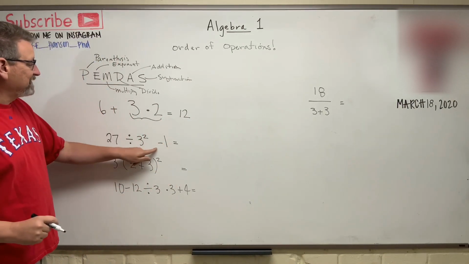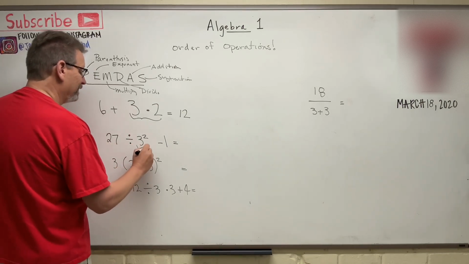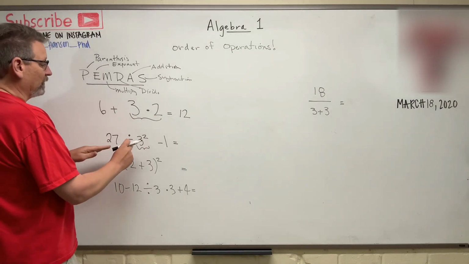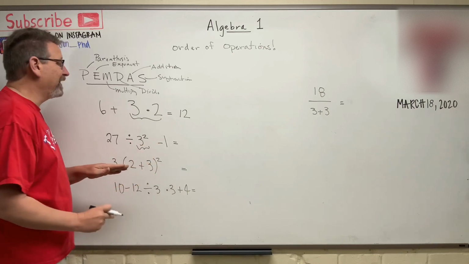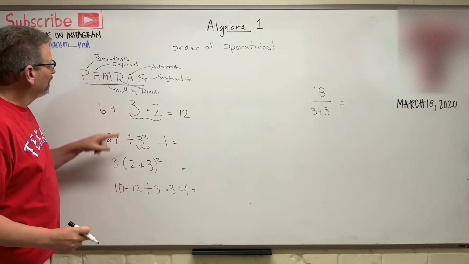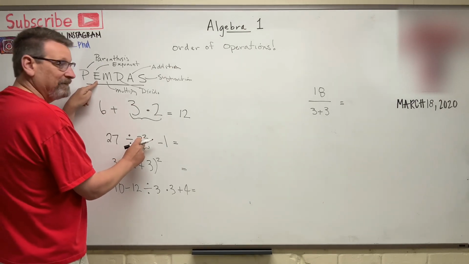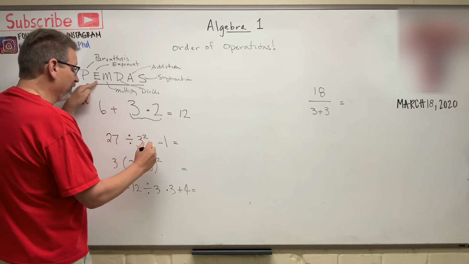So what about this guy? What do I have here? Look what I have right there. I have an exponent, right? Then I have a divide operation, and then I have a subtract operation. So what am I going to do? Exponent comes first. So 3 squared is 3 times 3. So this guy here is a 9, right?